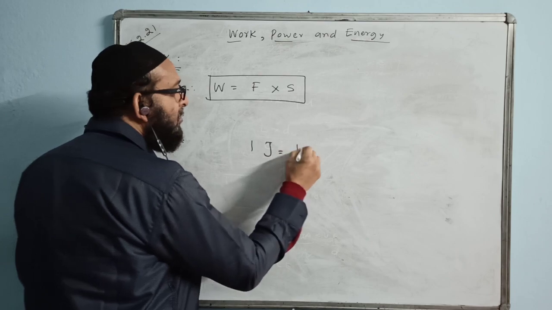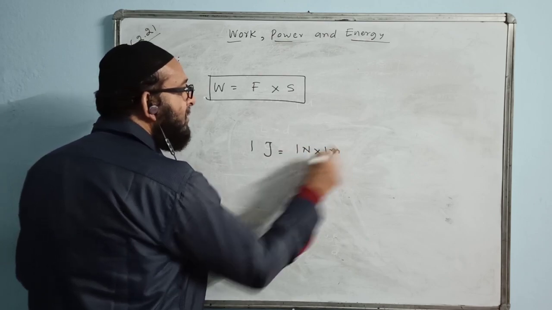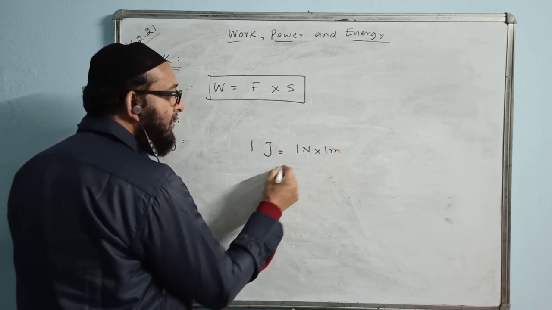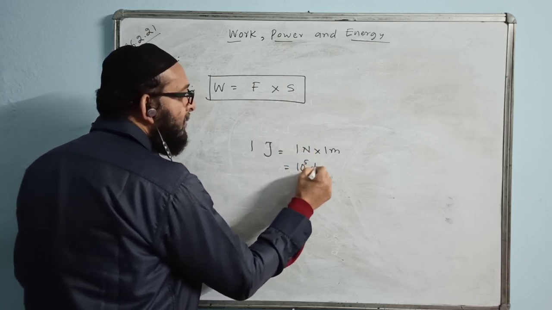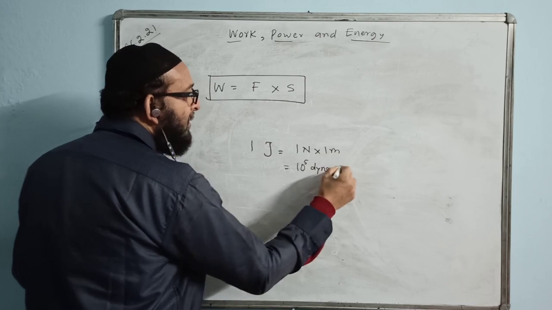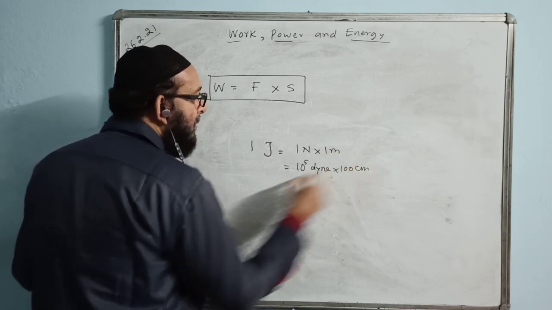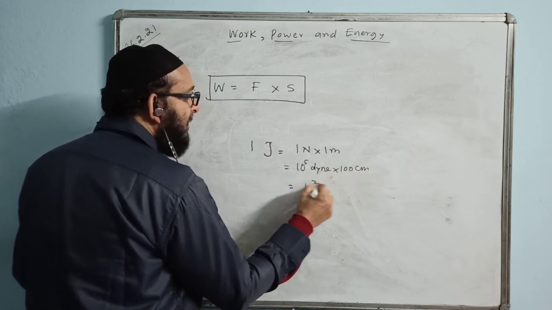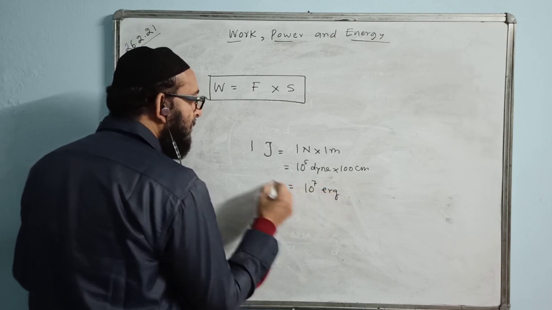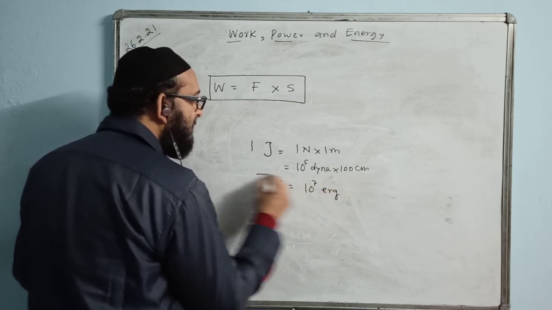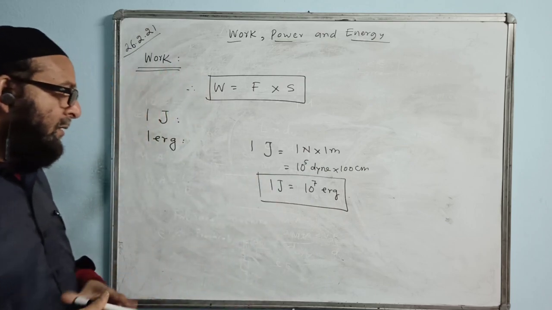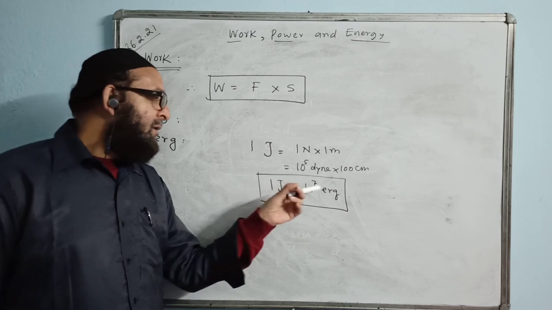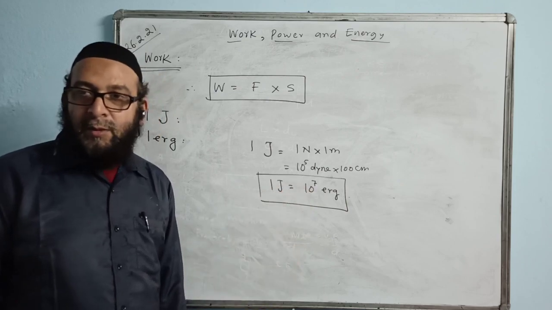We write 1 joule is equal to 1 Newton into 1 meter. Force is 1 Newton and displacement is 1 meter in its own direction. 1 Newton will make 10 to the power of 5 dyne, and 1 meter makes 100 centimeter. So 10 to the power of 7, this will become erg. So 1 joule is 10 to the power of 7 erg. This is the value of 1 joule in terms of erg, the CGS unit. This is the SI unit, this is the CGS unit. 1 joule is 10 to the power of 7 erg.